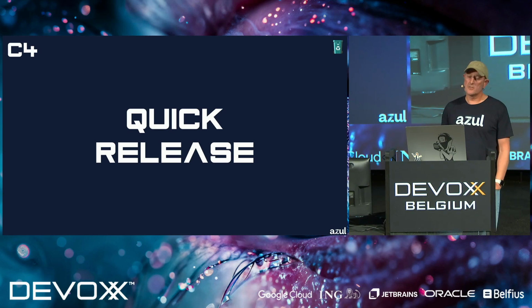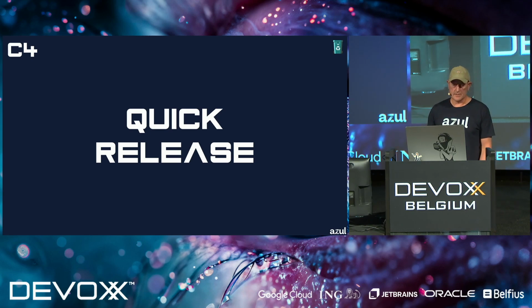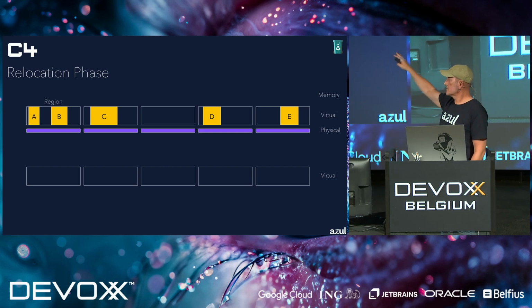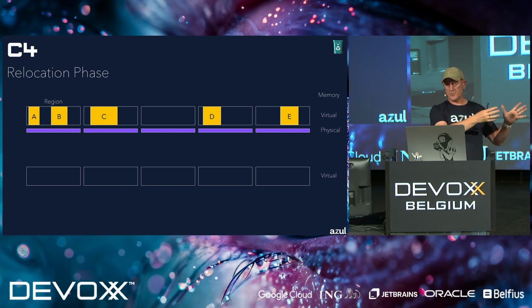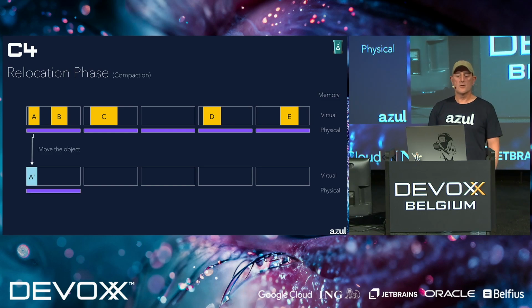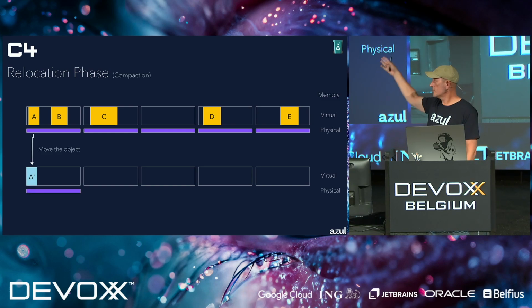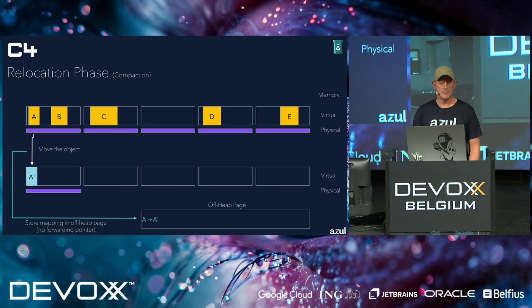Another feature is the so-called quick release, which is also quite interesting. We have the regions there, which are virtual memory, right? And below that we have physical memory, because the JVM only works with virtual memory. But in the end, somewhere you have hardware, really physical memory. So now we start and move things around. We compact in this case, so we move objects from one page to another.